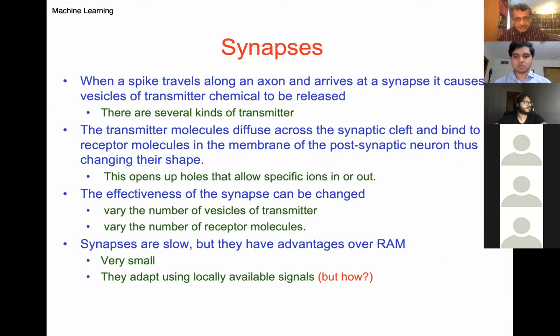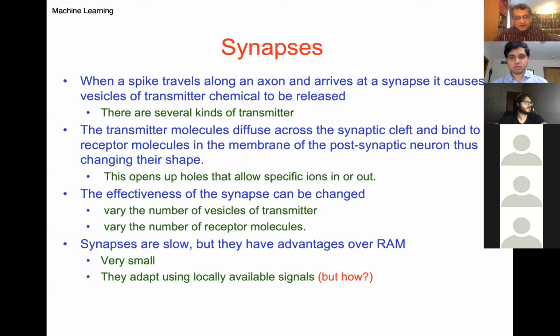The effectiveness of the synapse can be changed: vary the number of vesicles of transmitter, vary the number of receptor molecules. Synapses are slow, but they have advantages over random access memory. They're very small, they adapt using locally available signals. But how? Anyway, these are all things you can read.